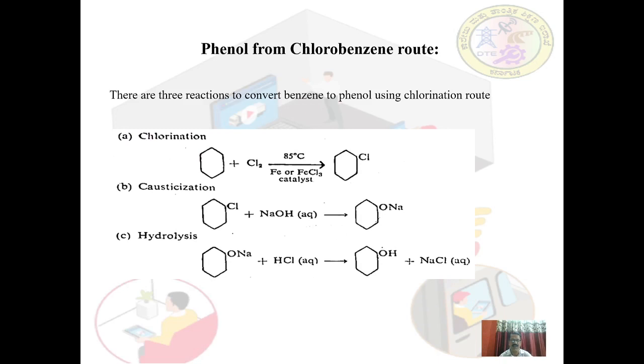In the chlorination, benzene is chlorinated at a temperature of 85 degrees Celsius in presence of iron or ferric chloride catalyst to monochlorobenzene. This monochlorobenzene is then reacted with sodium hydroxide in the castilization step to sodium benzoate. This sodium benzoate is then hydrolyzed in presence of HCl to phenol and sodium chloride.